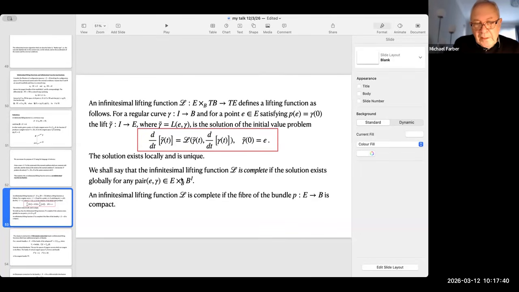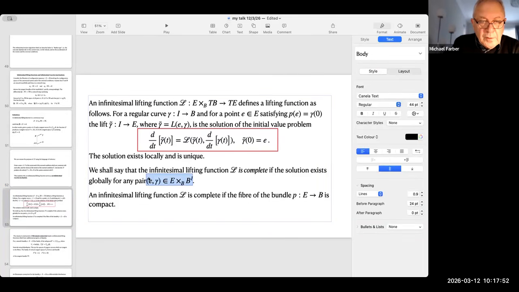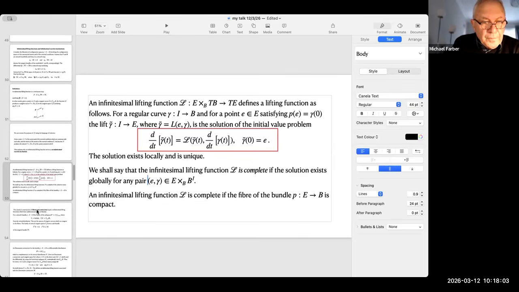So we say that an infinitesimal lifting function is complete if the solution exists globally for every pair of the initial conditions. And if the fiber of the bundle is compact, then it is always complete.